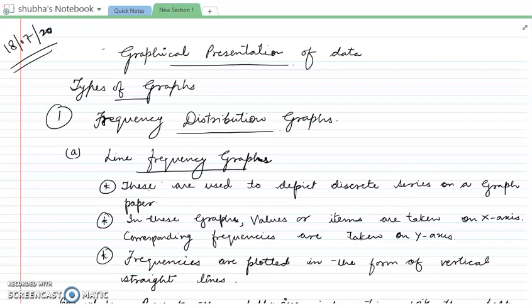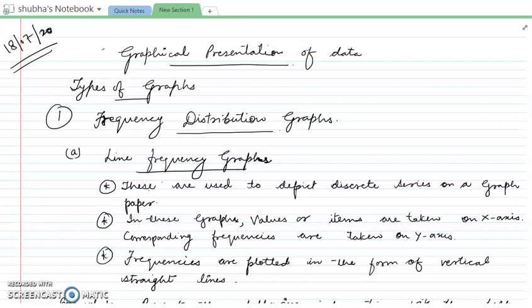Hello dear students. In my previous video, I explained the meaning of the graphical presentation of data and the guidelines for the construction of graphs. In the types of graph, I have already explained what a frequency distribution graph is, and I gave you the names of its types. Now in my further videos, I will be explaining the different types of frequency distribution graph.